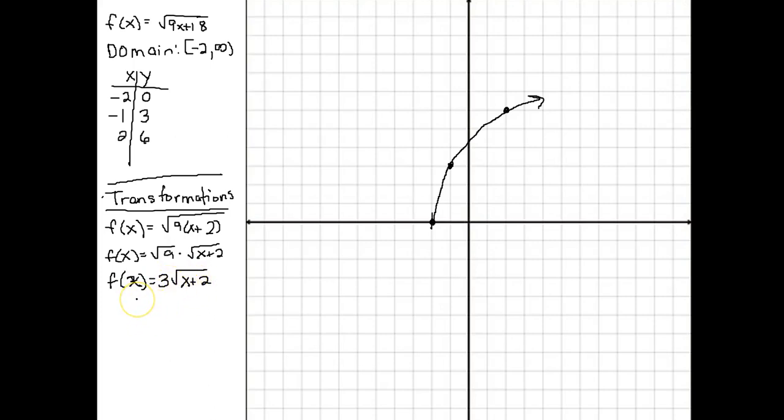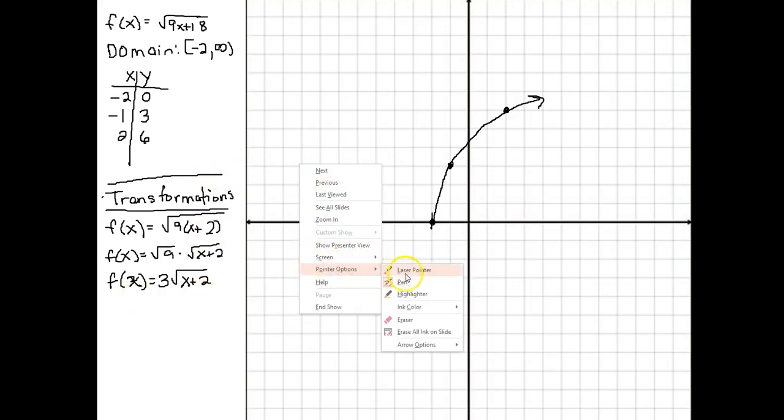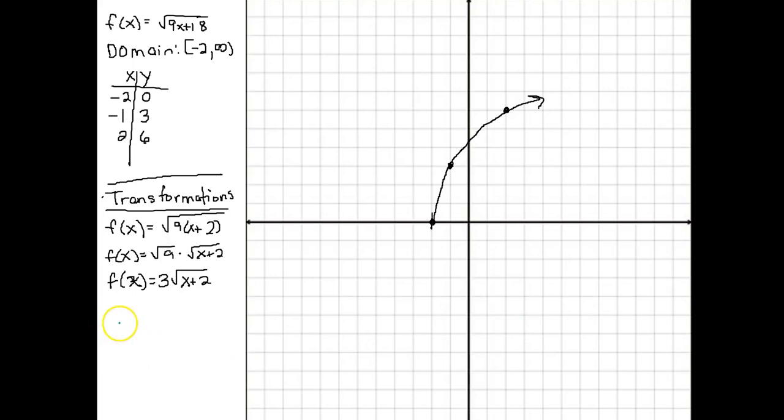So knowing that, I can start with the square root of x graph and then apply my rules of transformations to get a different result. Okay, so let's say I start with square root of x. I'm going to have 0, 0. Square root of 1 is 1. Square root of 4 is 2. Square root of 9 is 3. So square root of x will look like this.